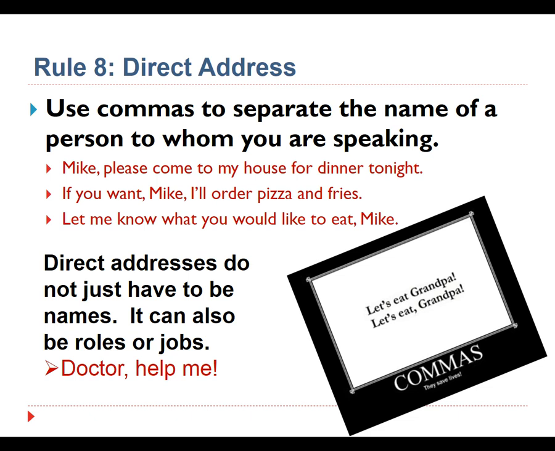In the first sentence, the writer is speaking directly to Mike. The first sentence is really saying, Mike, can you please come to my house for dinner tonight? But we drop the "you" because it's awkward. Next, if you want, Mike, I'll order pizza and fries. Since the name is in the middle of the sentence, it is now like an interrupter and needs a comma before and after the name.